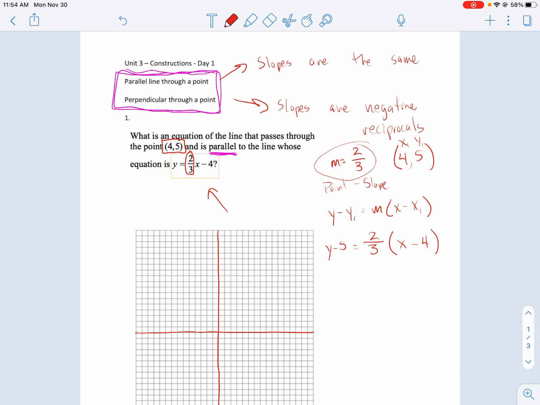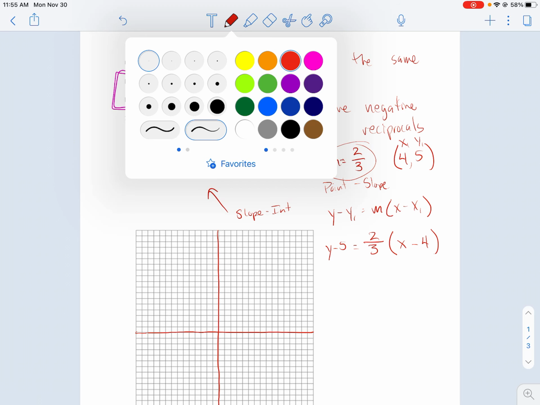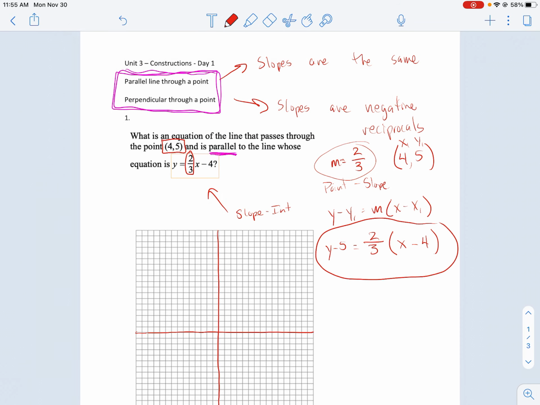In order to graph these things, it helps to put this into slope intercept form. I guess we really don't have to, and we're not going to. Let's just leave it like this, and I'll show you how to graph this as is. So let's graph this first one here.